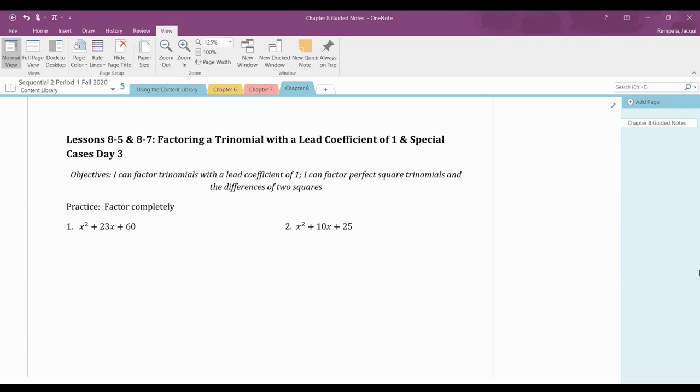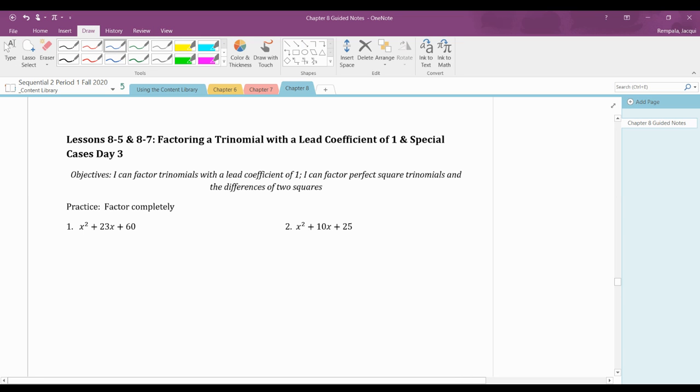Today we're going to continue looking at sections 8.5 and 8.7, so factoring a trinomial with a lead coefficient of 1 and special cases. So our objectives: we're going to factor trinomials with a lead coefficient of 1, and we'll factor perfect square trinomials and the difference of two squares.